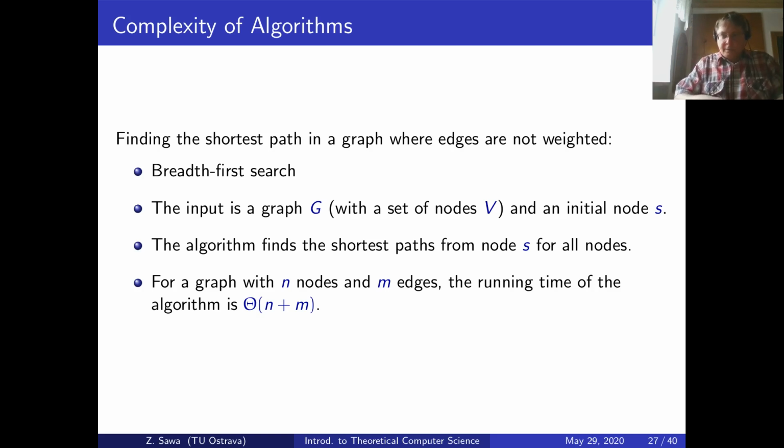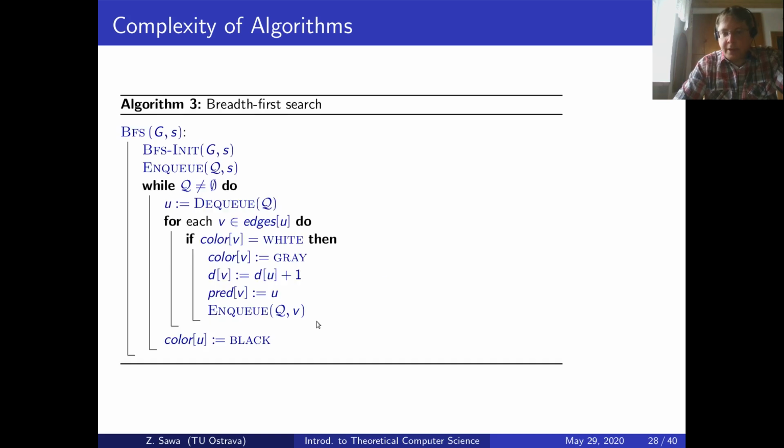So we count the length of a path as the number of edges on this path, and so assuming we have as input a graph with n nodes and m edges, the total running time of this algorithm in the worst case is theta of n plus m. I will describe it in a moment.